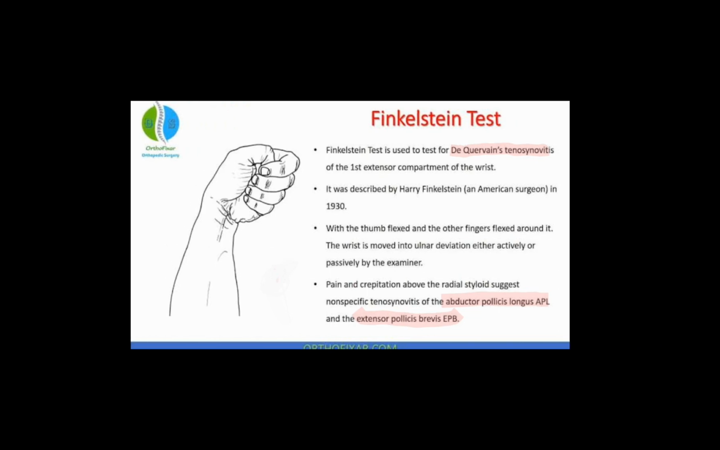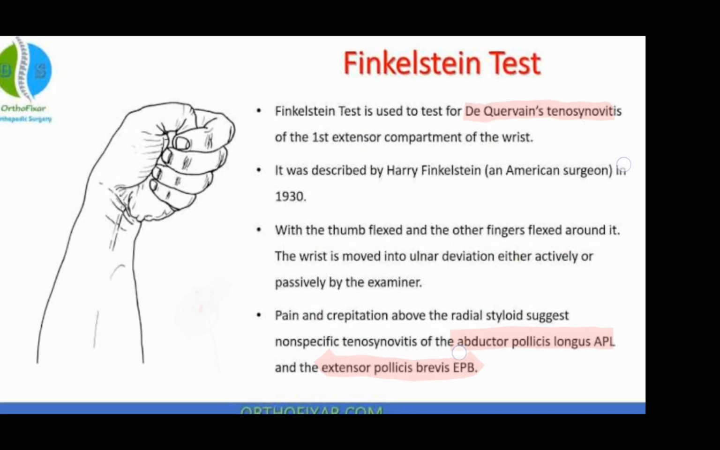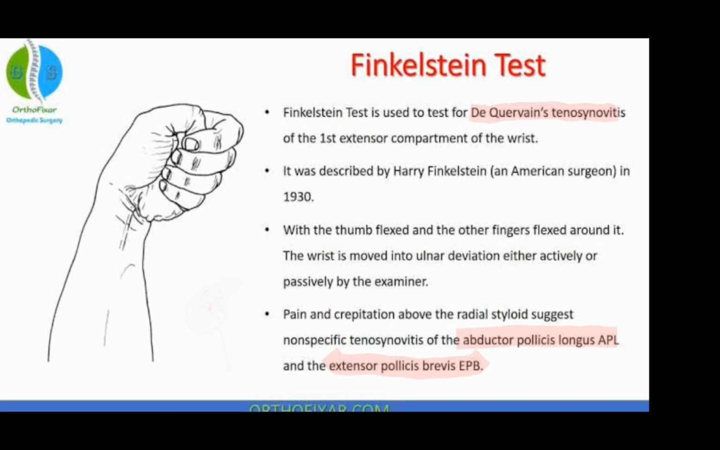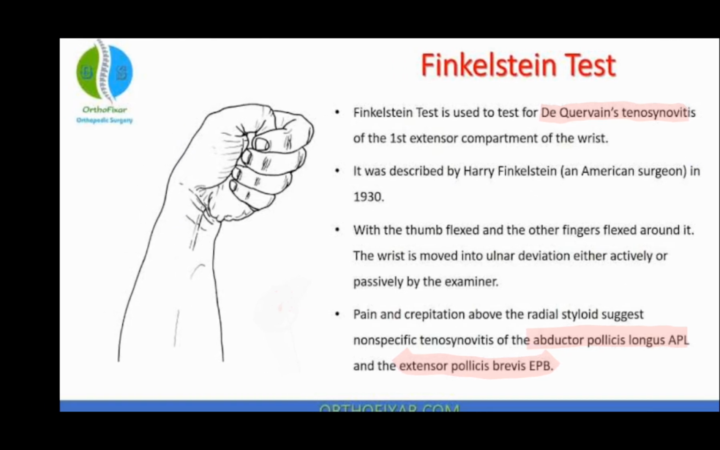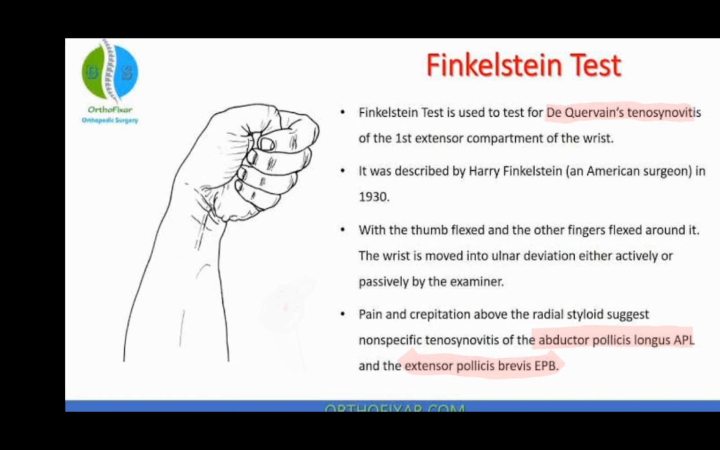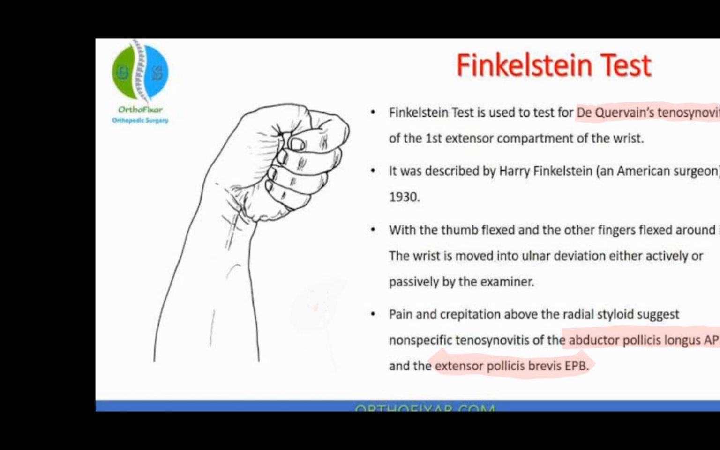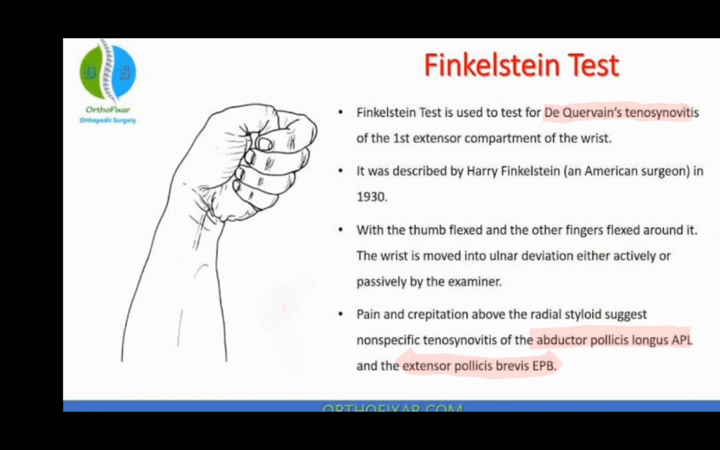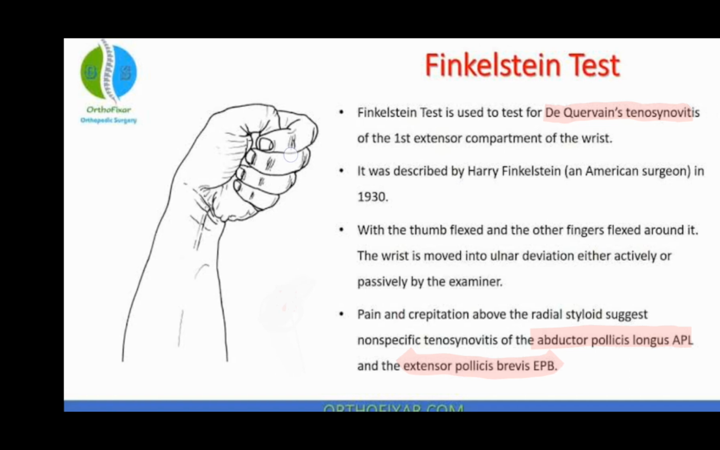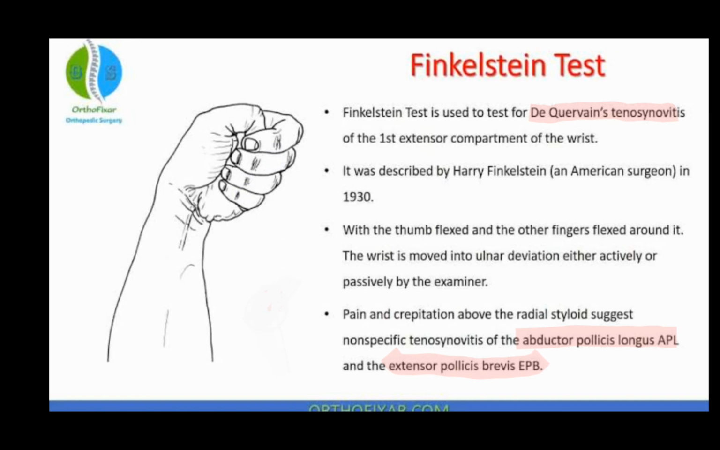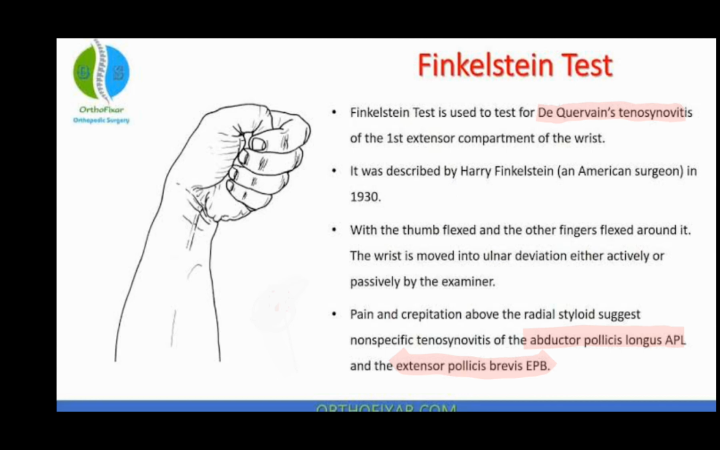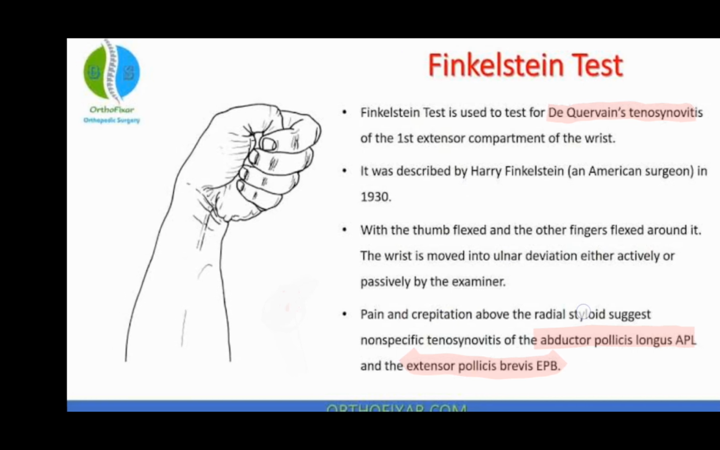Then is Finkelstein's test. Finkelstein's test is for de Quervain's tenosynovitis of the first extensor compartment. In the first extensor compartment we have the abductor pollicis longus and the extensor pollicis brevis. For tenosynovitis of these tendons we use the Finkelstein test. In this, the thumb is flexed and the fingers are flexed over it, and the wrist is moved into ulnar deviation. If pain and crepitation occur over the radial styloid, it suggests tenosynovitis of the first extensor tendon.